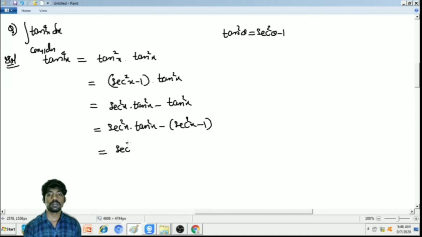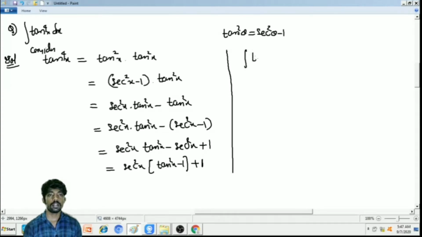From here, secant square x take common. First of all multiply inside, minus multiply inside secant square x, minus into minus is plus. So secant square x take common, then tan square x minus 1 plus 1. Hence, integration of tan to the power of 4 x dx is equal to integration of secant square x into tan square x minus 1 plus 1 into dx.